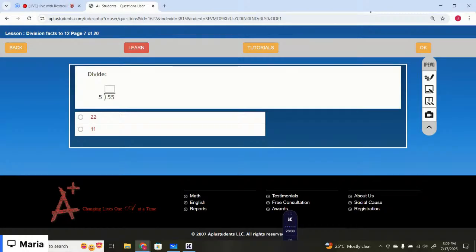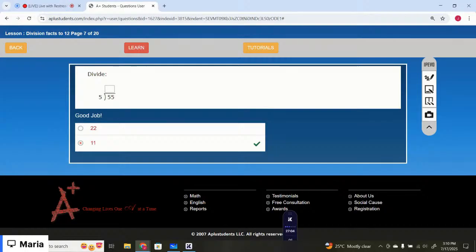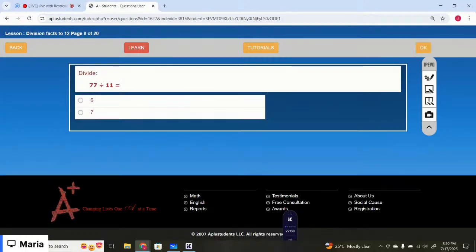55 divided by 5. That would be 11. Option number 2 is the correct option. 55 divided by 5 is 11.